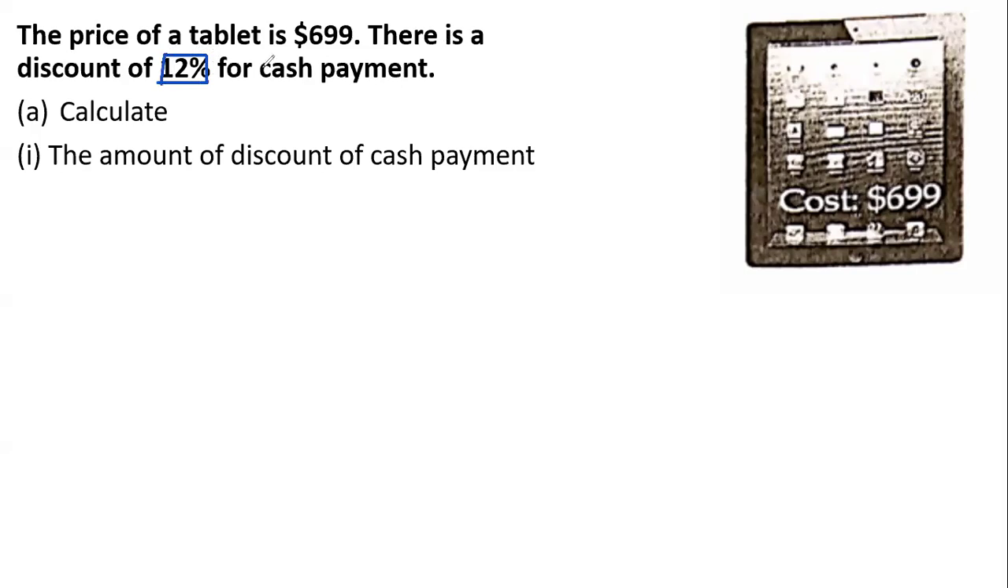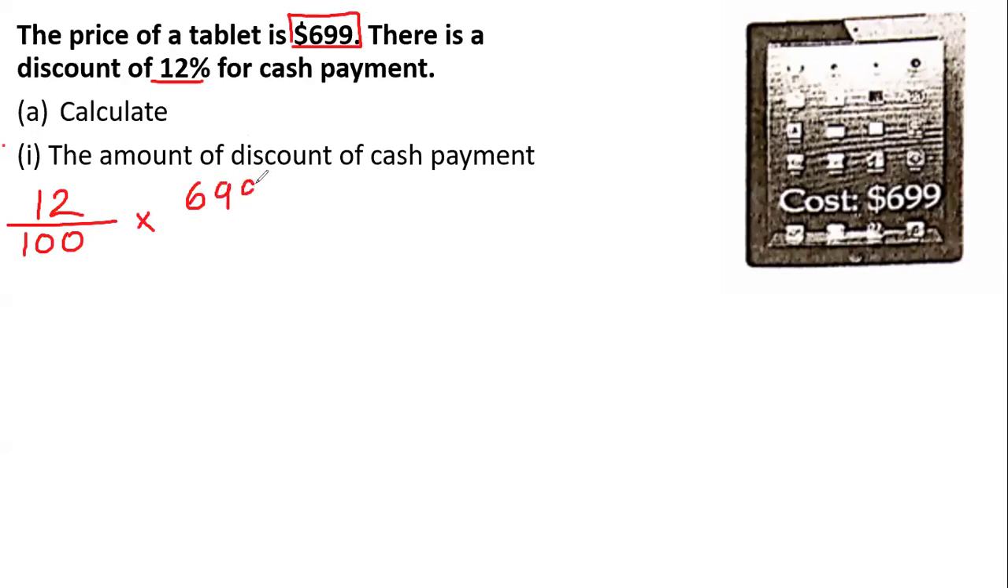Are y'all finished writing this down, or should I give y'all some more time? Yes, sir. Okay, good. So 12%. How are we going to write 12% as a fraction? 12 out of 100. Very good. So it's going to be 12%, which is 12 out of 100. So 12 over 100, multiplied by what? Multiplied by the price of the tablet. $699. It's my tablet from Dubai.